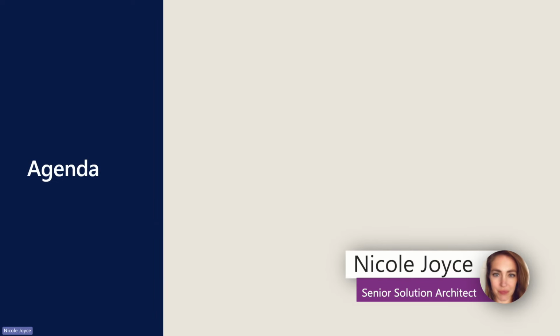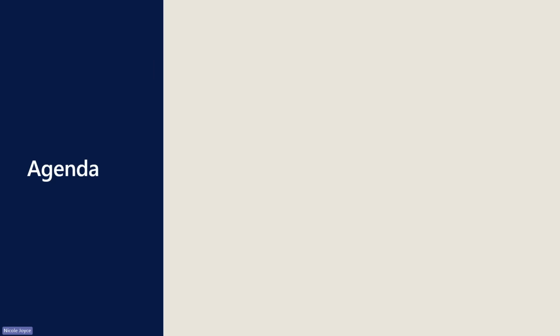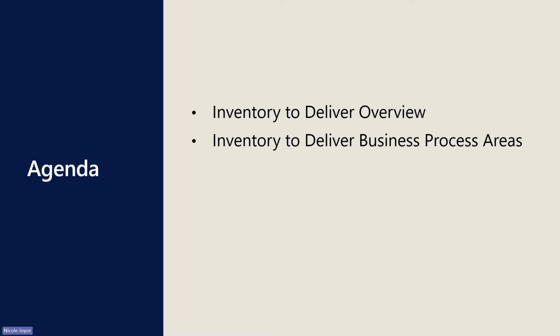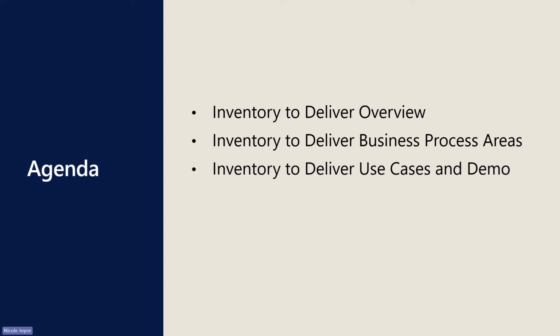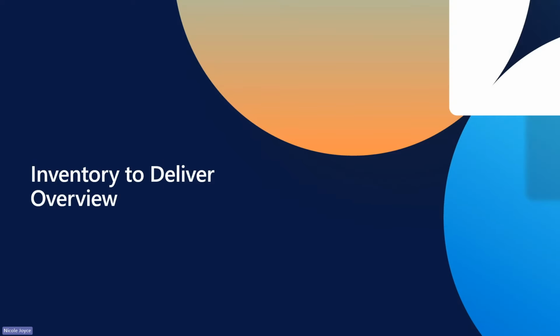Thanks, Phil, and welcome everyone. So let's get started by reviewing our agenda for today's session. We will be doing an overview of the inventory to deliver end-to-end business process, and then we will cover the business process areas. We will then dive into specific use cases and demos, and we will cover some resources that you can follow up this session with. And as Phil mentioned, we will have some time for some Q&A at the end as well. So let's get started with the overview.